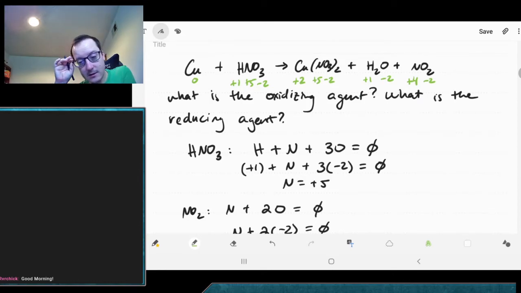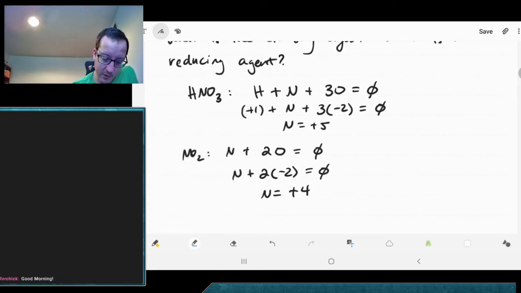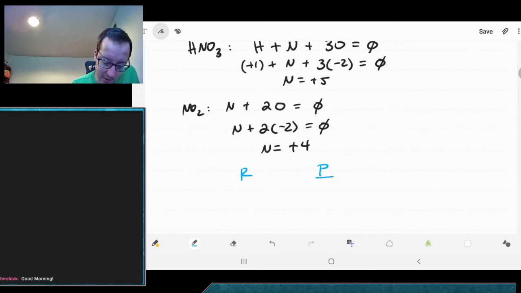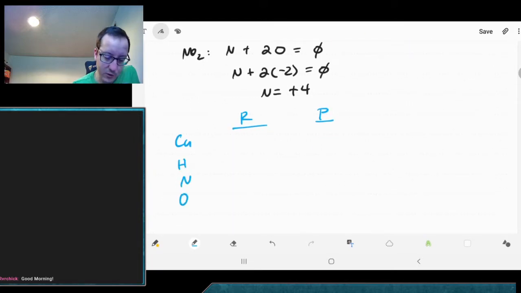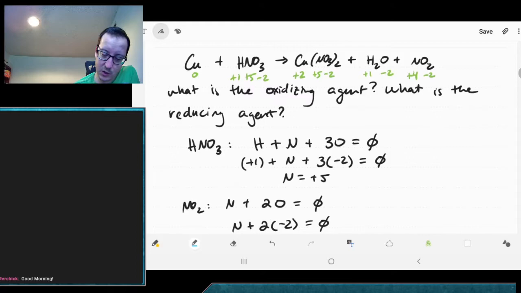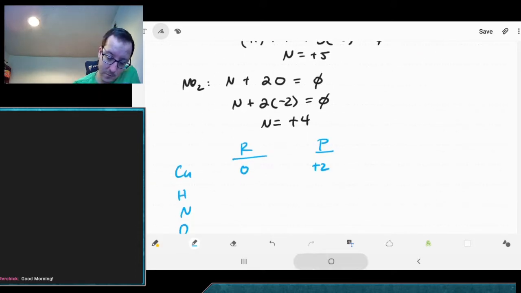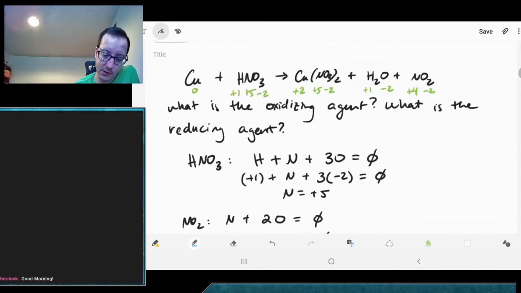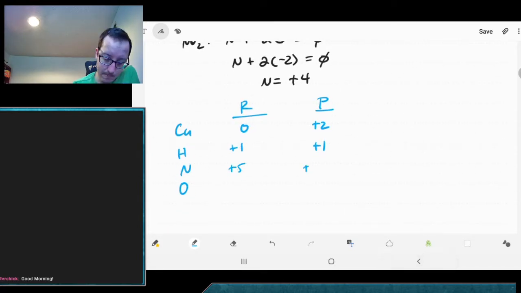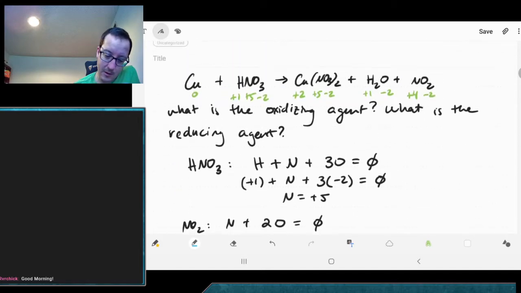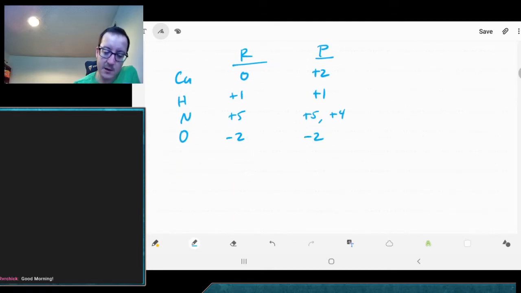And so now we can go ahead and take a look at all of this. We have a lot of elements going on here. We have our reactants and products. We have copper, nitrogen, hydrogen, and oxygen here. We started with copper 0, it became +2. Hydrogen looks like it stays +1. Nitrogen looks like on the left we have +5, on the right we have +5 and +4. And then oxygen we have -2, -2, -2, -2. So all of the oxygens are still at -2.